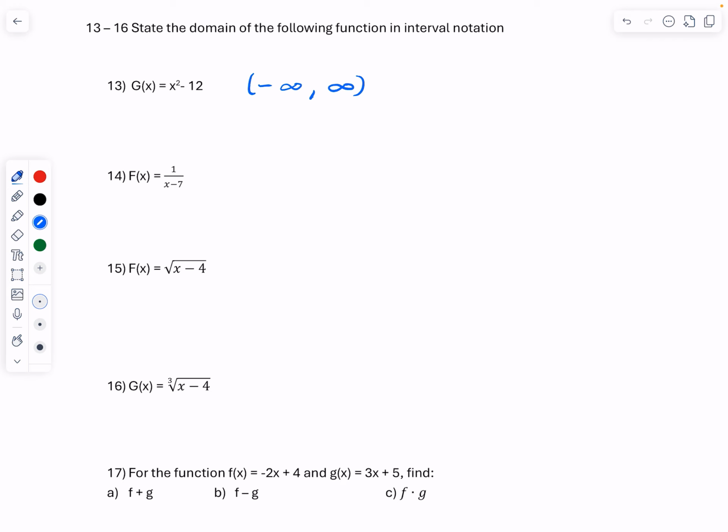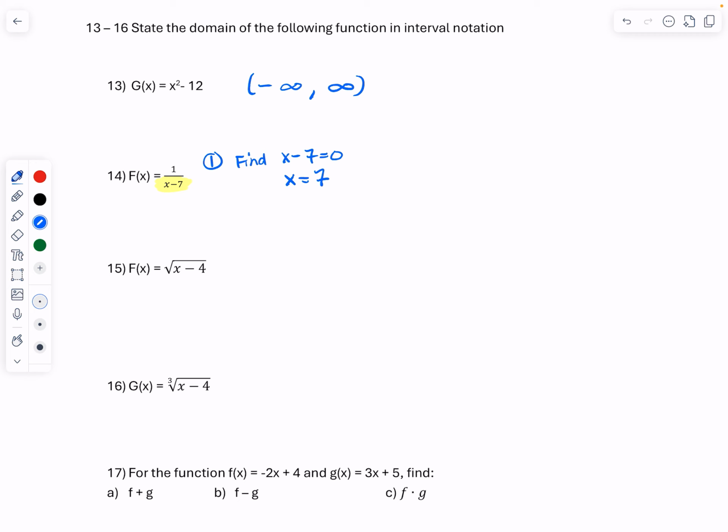In number 14, I have 1 over x minus 7. So we do have a denominator, and we know that denominator cannot equal 0. So the first thing I'm going to do is find where the denominator equals 0. Okay, so x minus 7 equals 0, x equals 7. So 7 is the spot where it makes my denominator 0 out.